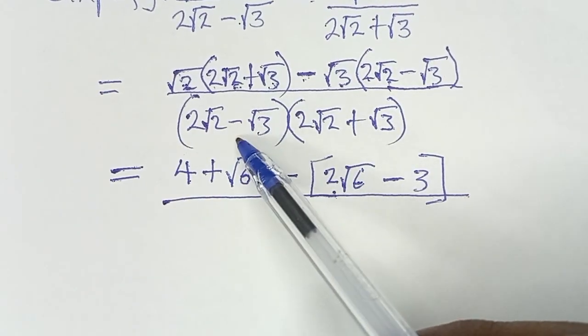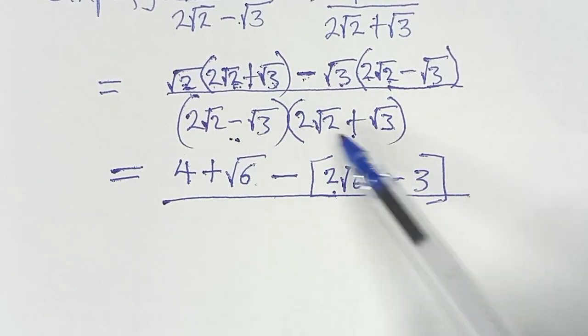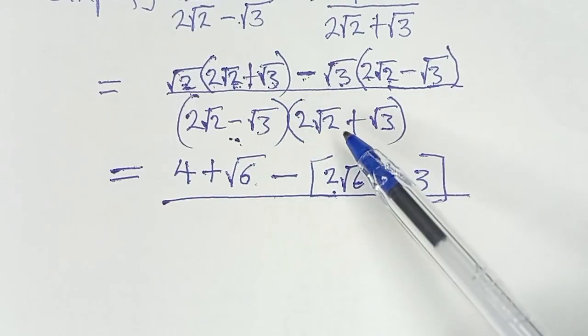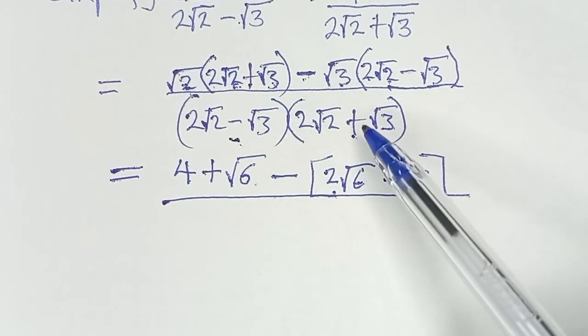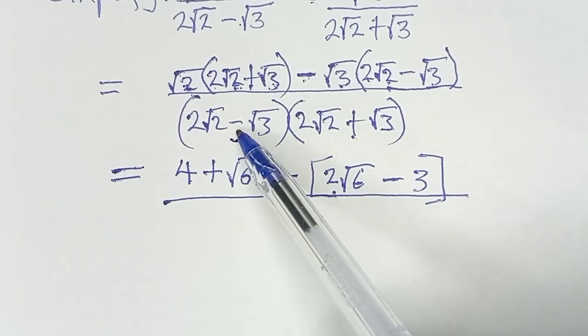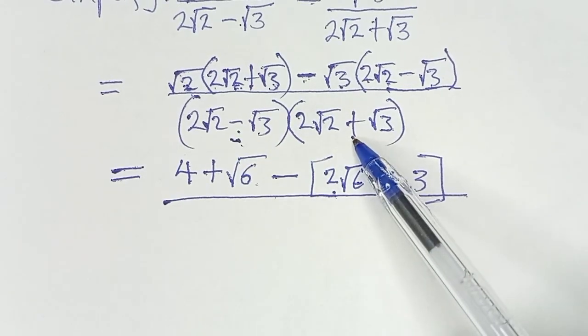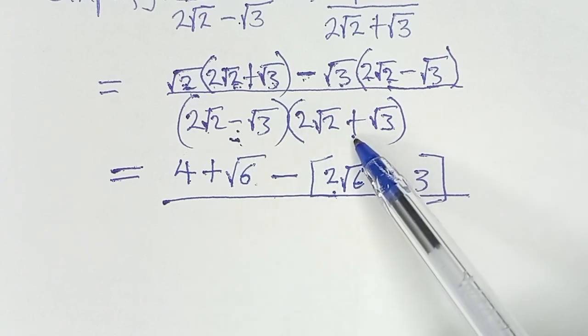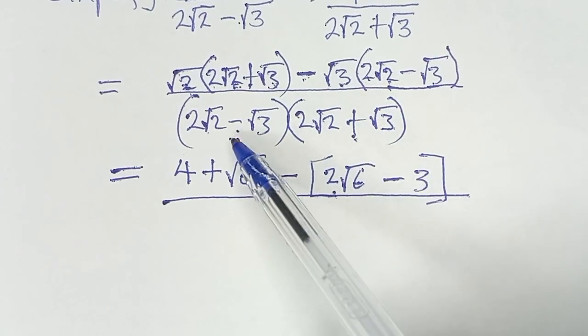Now, this is a conjugate of this. So these two surds, they are conjugates. When we say conjugate, it means the surds are exactly the same, but just that the sign is the difference between them. So you can say that these two surds are exactly the same, but this one is positive and this is negative.